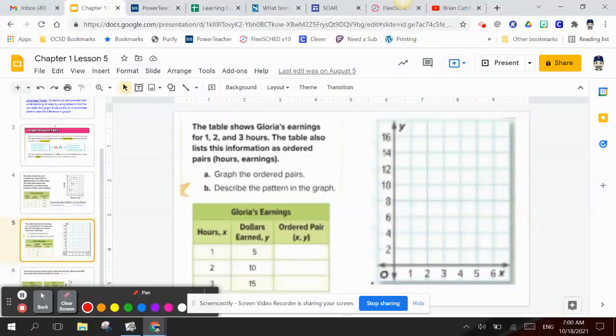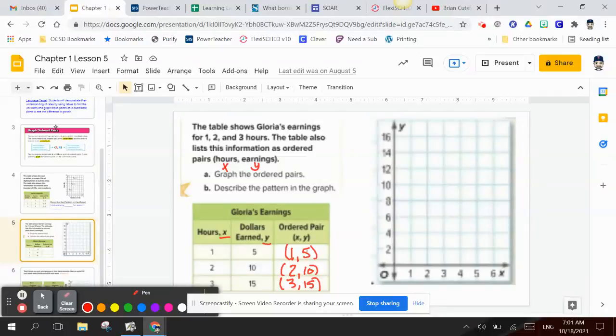So here we'll look at example 2. It says the table shows Gloria's earnings for 1, 2, and 3 hours. The table also lists its information as ordered pairs of hours to earnings. Hours, x value, earnings, y. Graph the ordered pairs and describe the pattern in the graph. So for 1 hour, she makes $5. So my ordered pair would be 1, 5, x, y. If she works 2 hours, she gets paid $10. So that's 2, 10. And if she works 3 hours, she gets $15. So that's 3, 15. So I go to my graph.